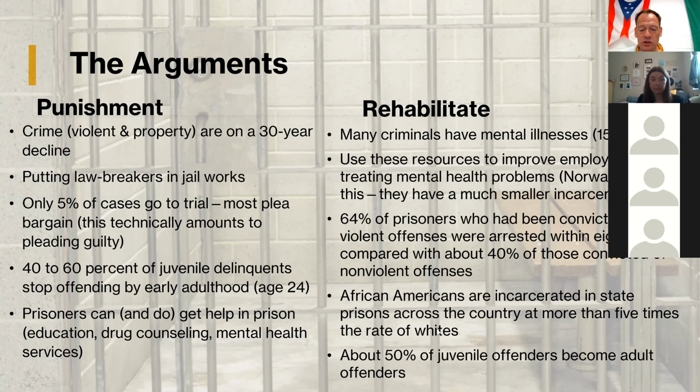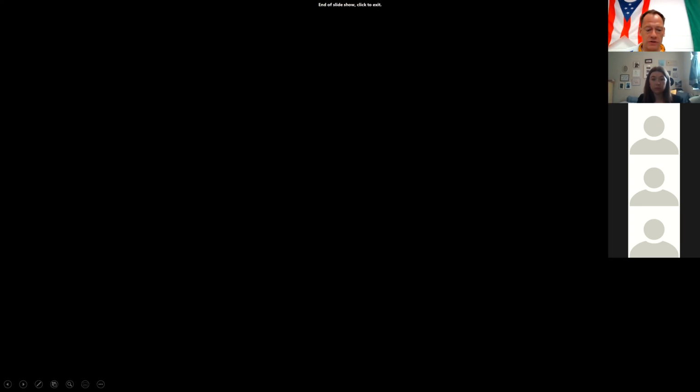And about 50% of juvenile offenders become adult offenders. So, if they're a violent juvenile offender, they have a 50% chance of becoming an adult violent offender.